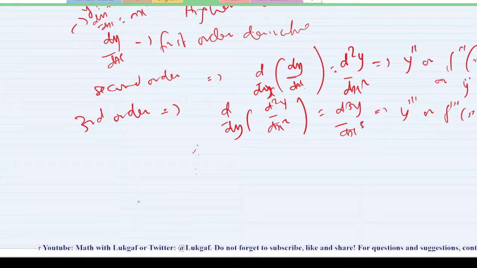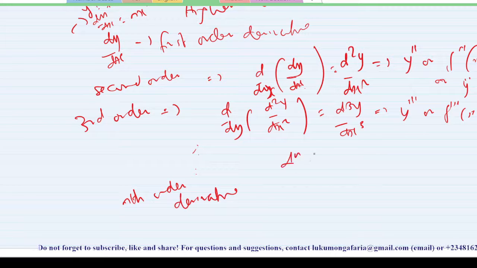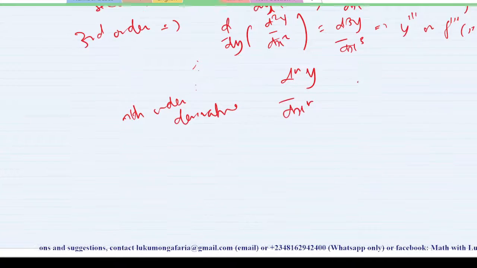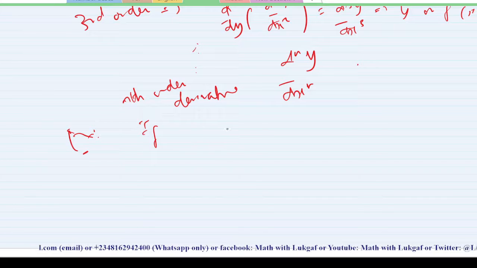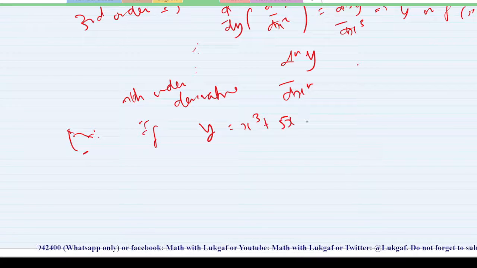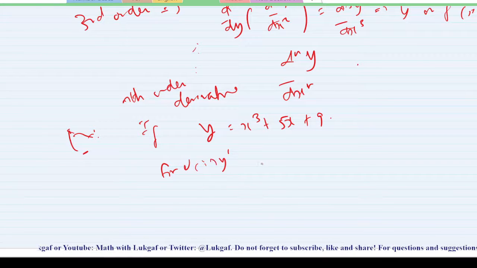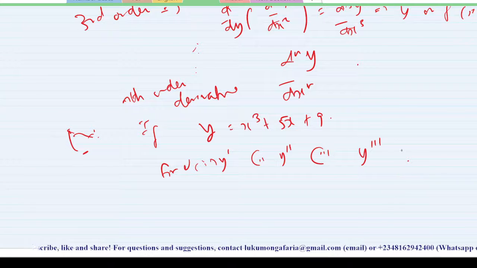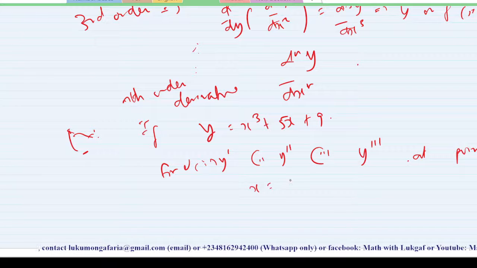From there, you can say your nth order derivative is what? That is d^n y over dx^n. So let me give you an example to understand what I'm trying to say. Example: if y is equal to x cube plus 5x plus 9, find y prime, that is the first order derivative, y prime prime, and y prime prime prime, at point x is equal to 2.